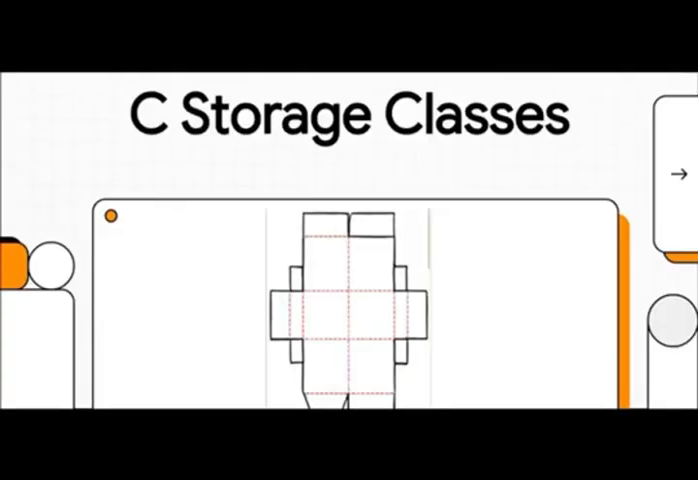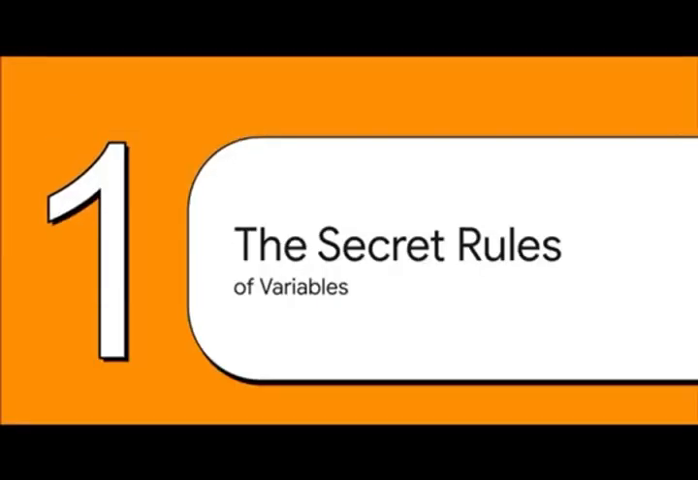Yep, we are diving deep into C storage classes. This is the key to understanding the secret life of your variables. Trust me, by the end of this, you are going to see your code in a completely new light. So what are these rules? Well, they're called storage classes, and they are absolutely fundamental to controlling how your data behaves.